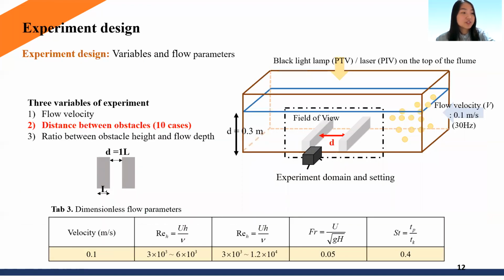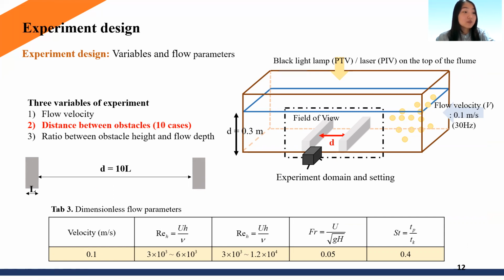Now back to our experiment design, this slide shows you the experiment domain and our major variable. Actually, this research included other variables as well, but I'll only talk about the spacing between two obstacles in the current presentation. So the distance would be varying from 1 to 10 L, where L is the length of the obstacle itself. And as a reference, the L is about 4 centimeters.